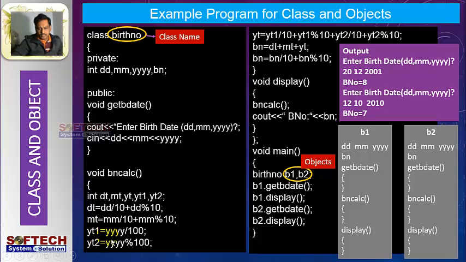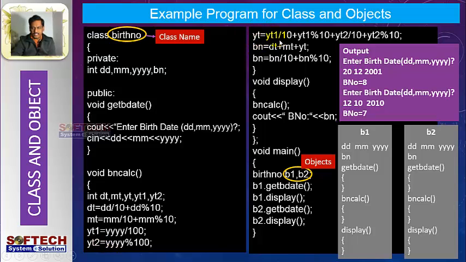yt1 equal to, as per our example, 2001 divided by 100. First we want to separate 2 digits. 2001 divided by 100 is 20.01, but integer yields integer, so 20 is assigned to yt1. Then 2001 modulus 100, the remainder is 1, so that 1 is assigned to yt2. Now we separate 2 digits, that is 01, which is equivalent to 1. So yt1 is 20, yt2 is 1.